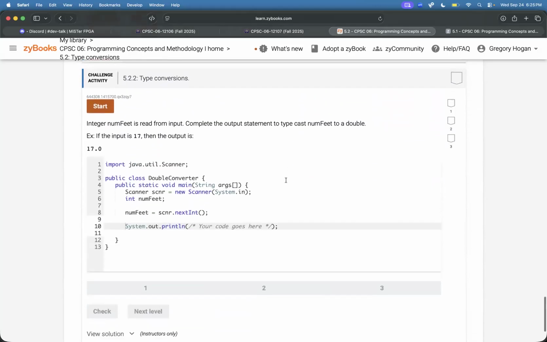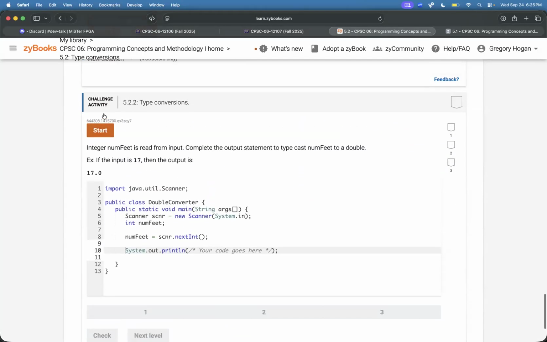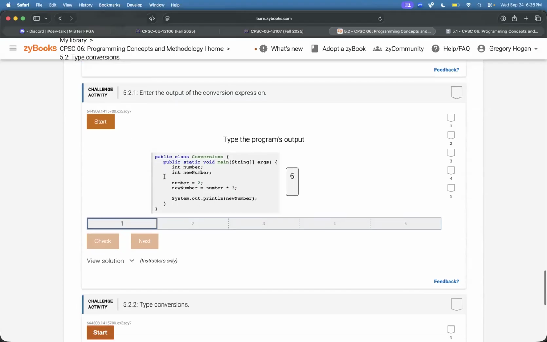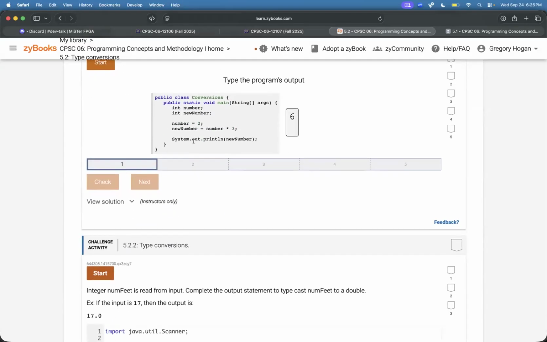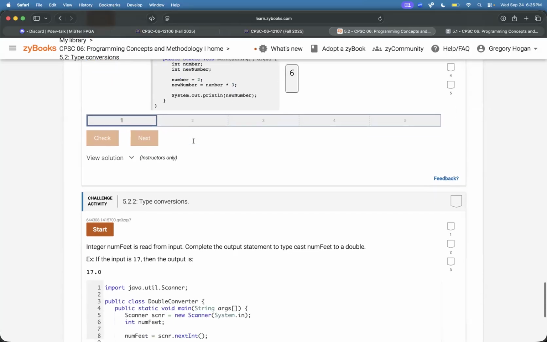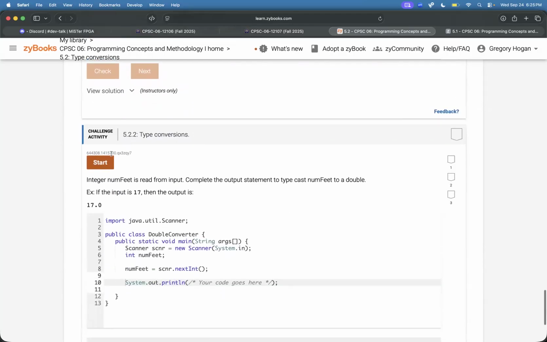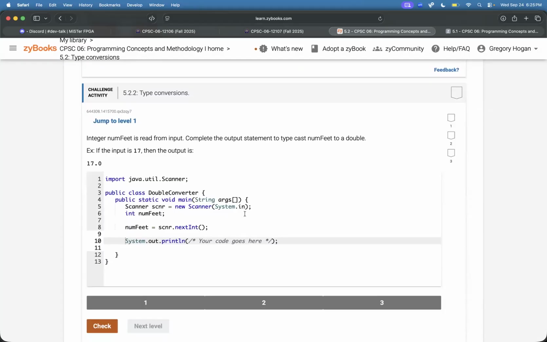So if we go down here, we've got some activities. Let's do a couple at the bottom. I'm going to skip this one, I guess. This is similar to the participation activities we've already done, I think. So let's do 5.2.2. It says integer numFeet is read from input. There it is, I see it. Complete the output statement to typecast numFeet to a double. Oh, okay. So they just want to print the number.